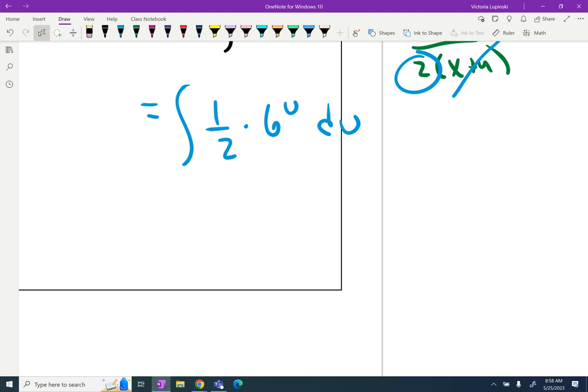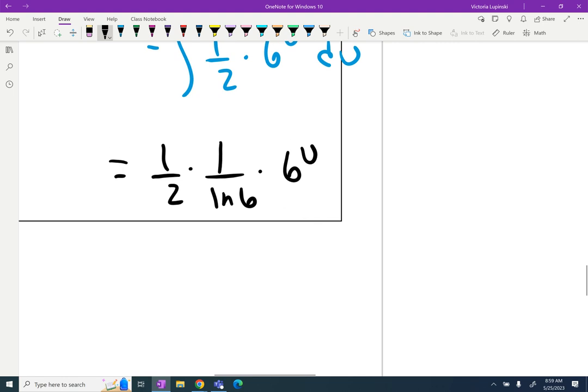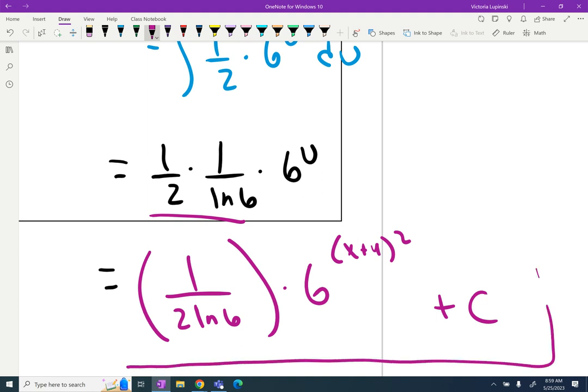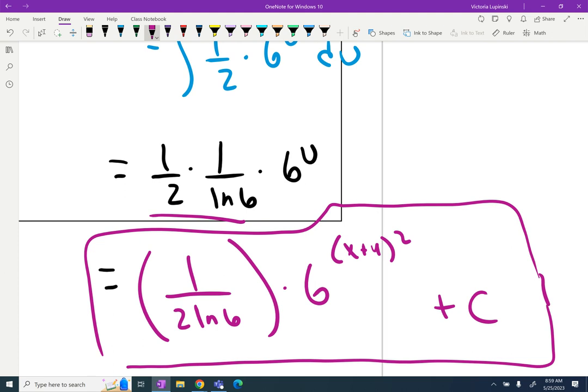So in your final step, using the formula up top but to the right, leave the 1/2. Then you're going to do 1 over the ln of a, so 1 over the ln of 6, times the integration of 6 to the u is 6 to the u. And then to finish it up, take this and just put it together in a fraction, 1 over 2 ln 6. Put your u back in, x plus 4 squared, and don't forget plus c. Done with the formula sheet, done with the day, done with the year.